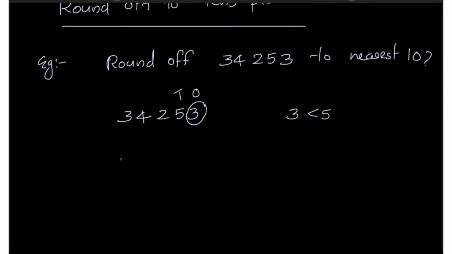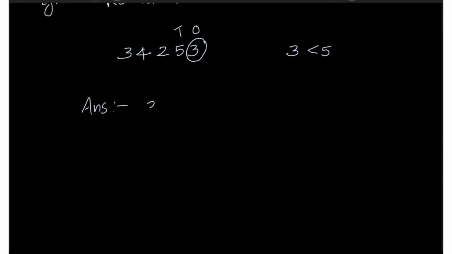So we can rewrite our answer like this: 3, 4, 2, 5. Here this 3 is less than 5, so we rewrite 5 as itself and put the right side as 0. This is the rounded value.